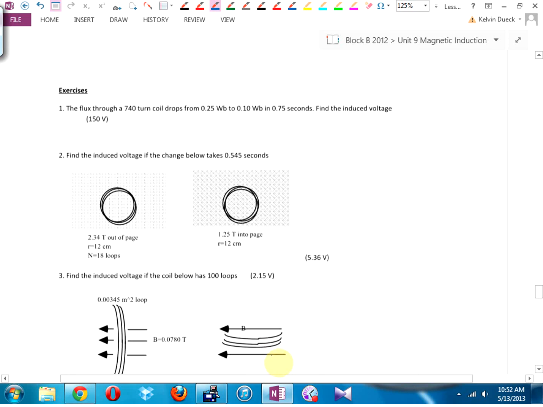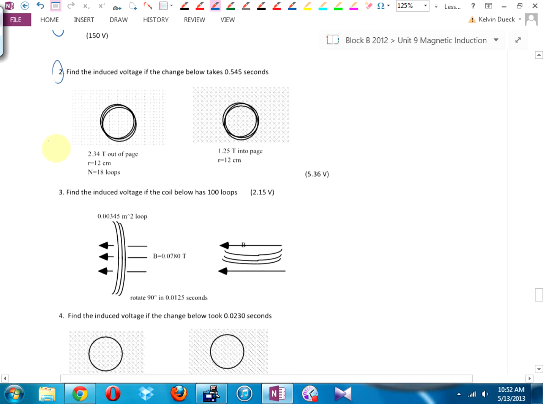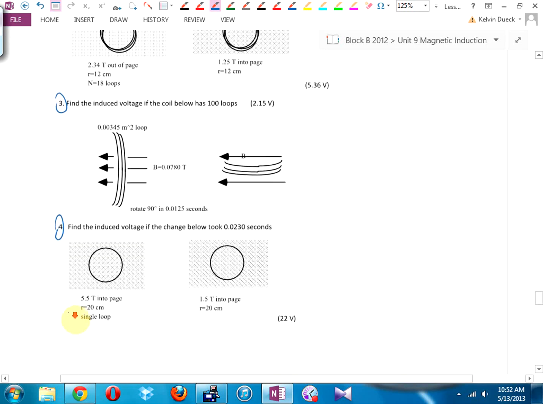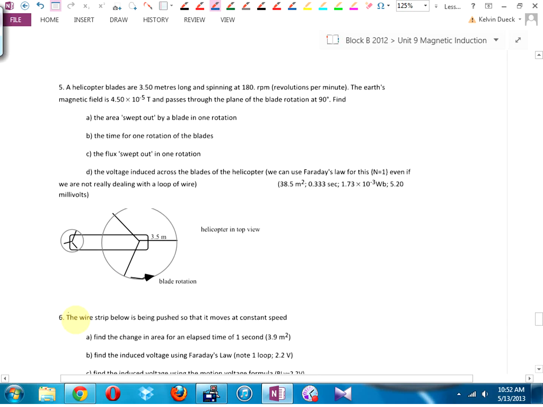What's your homework? Number 1, number 2, number 3, number 4 are all good. 1, 2, 3, 4. Take a look at 5. I would totally love to do 5 because it's nerdily cool.